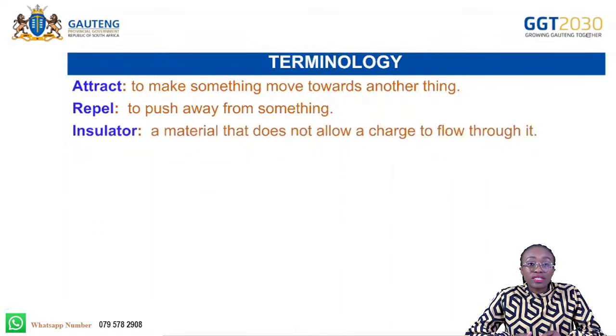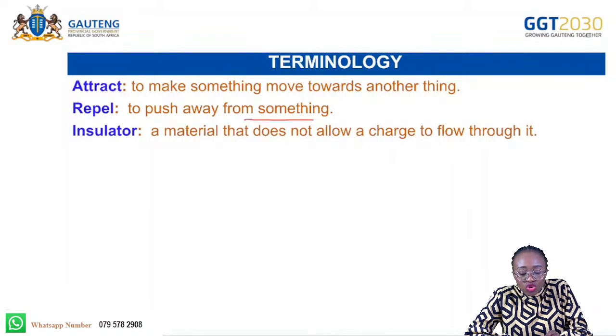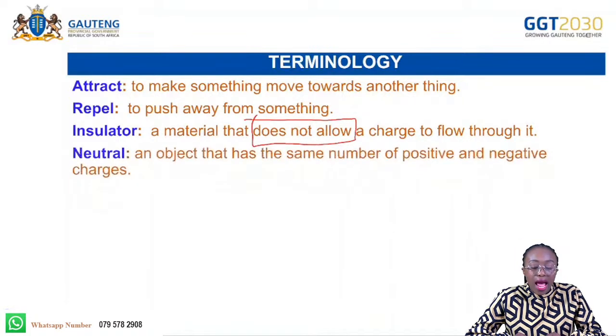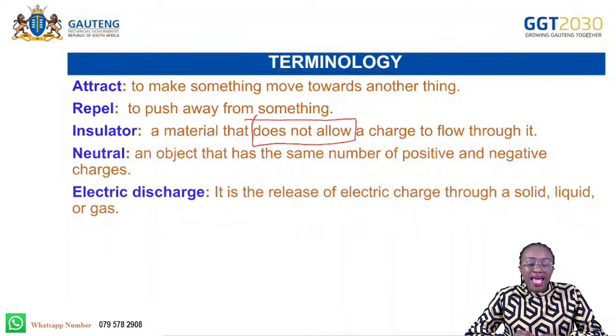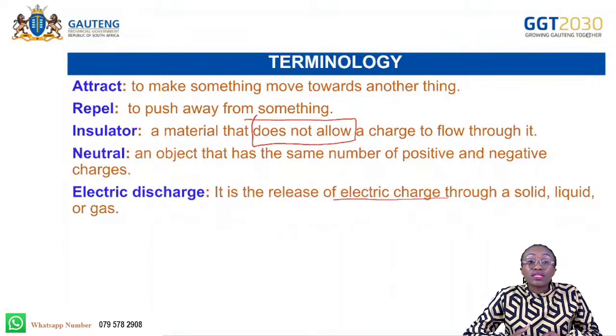Insulator. If you remember from term 2, we learned that non-metals are insulators. An insulator is a material that does not allow charge to flow through it. Neutral: an object that has the same number of positive and negative charges. Electric discharge is the release of electric charge through a solid, liquid, or gas.